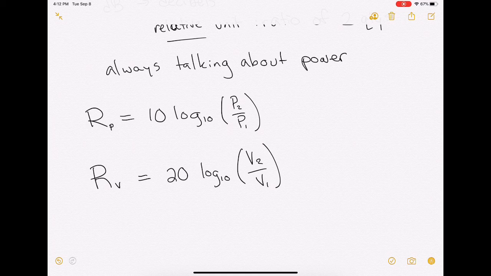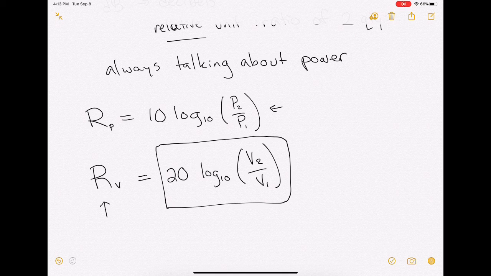So even though we did this evaluation on the ratio of the two voltages, the thing that RV is actually telling us is the ratio of the two powers in dB. And that's because dB are always talking about powers. You should use a multiplier of 10 in your dB definition for any power or energy type quantity. And you should use a multiplier of 20 for any field, like current or voltage quantity.